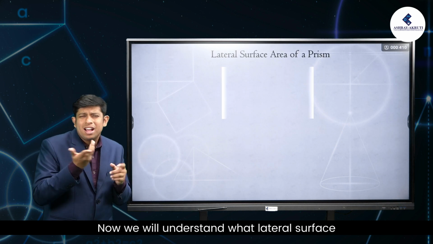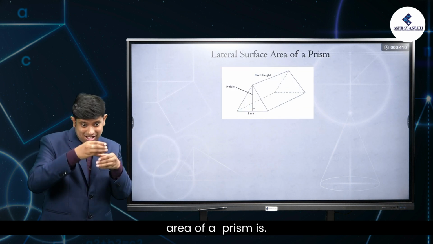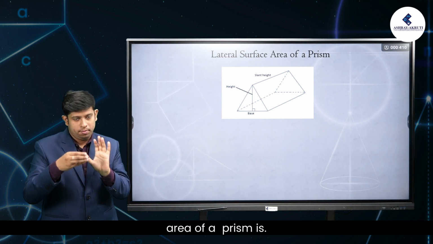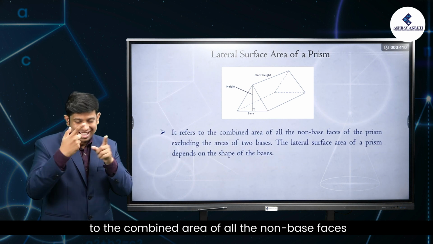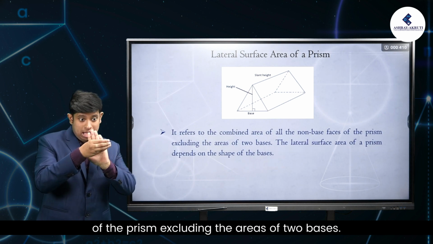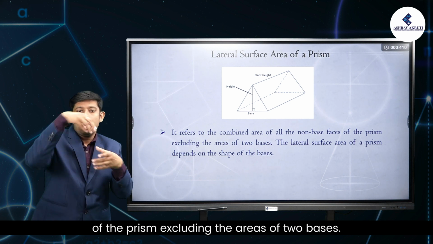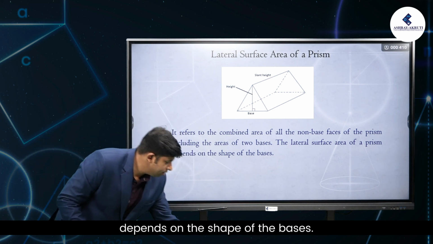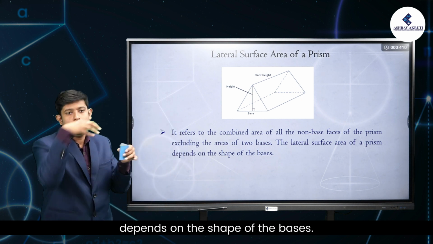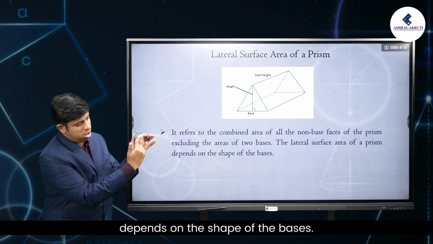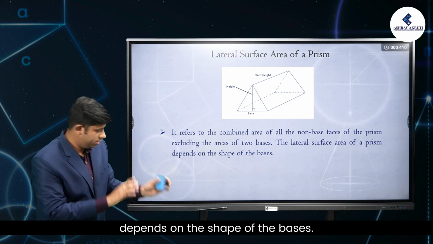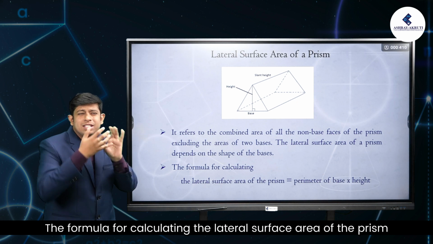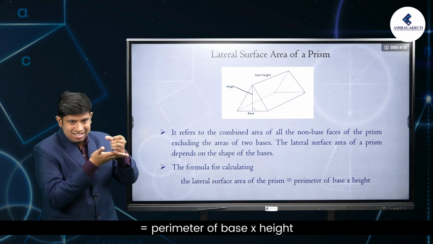Now we will understand what lateral surface area of a prism is. It refers to the combined area of all the non-base faces of the prism excluding the areas of two bases. The lateral surface area of a prism depends on the shape of the bases. The formula for calculating the lateral surface area of a prism is perimeter of base into height.